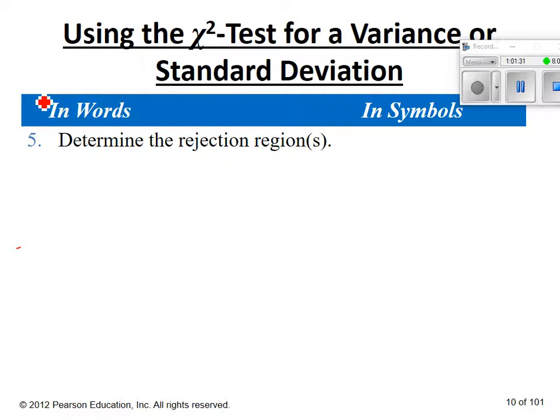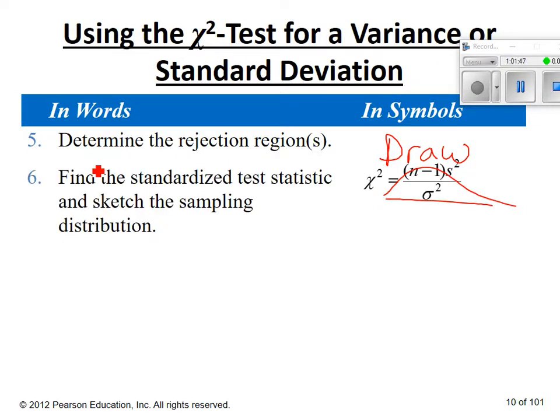Next step, determine the rejection regions. That just means draw. So you might write out here, draw your chi. Remember chi, the graph looks more like that. It's sort of pushed to the right. Sorry. Number 6, use that formula. Chi squared equals n minus 1 in parentheses times s squared divided by sigma squared. Can everybody read that all right?